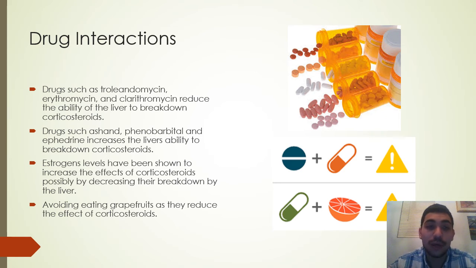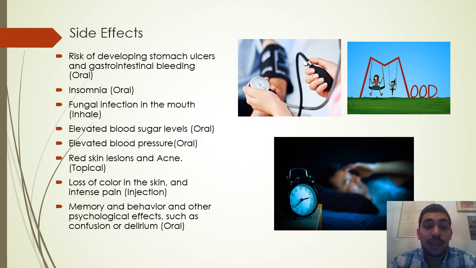Moving forward, some of the side effects of corticosteroids include stomach ulcers, gastrointestinal bleeding, insomnia, fungal infection in the mouth, which is from the asthma pumps, elevated blood sugar and blood pressure, while also causing red skin and acne, and that's from the topical cream that you apply if you have a rash, while also having a loss of color in skin and intense pain if you get the injections. Sometimes it does cause memory loss and confusion and delirium as well.